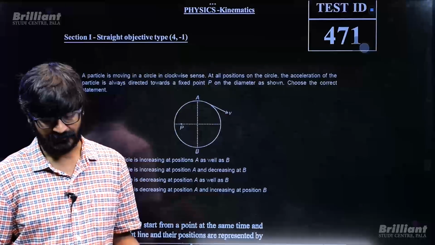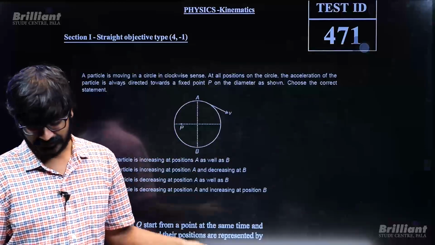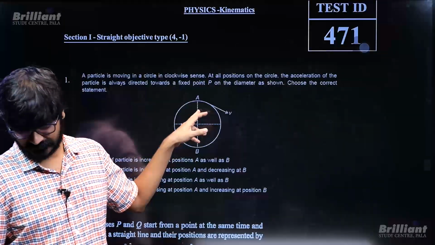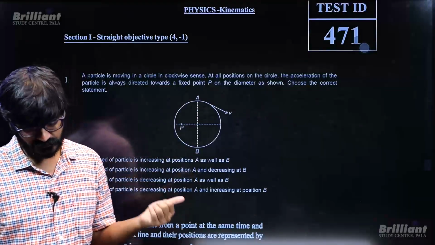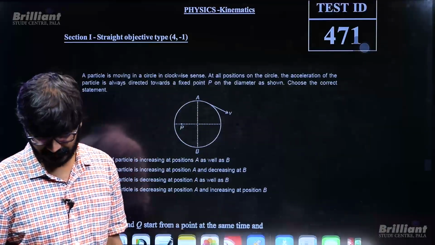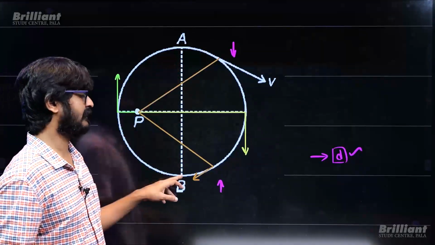The first question says, a particle is moving in a circle in clockwise sense. At all positions on the circle, the acceleration is directed towards a fixed point P. So where is the speed increasing, and where is the speed decreasing? Basically this is the situation. Now at A and at B they are specifically talking about.